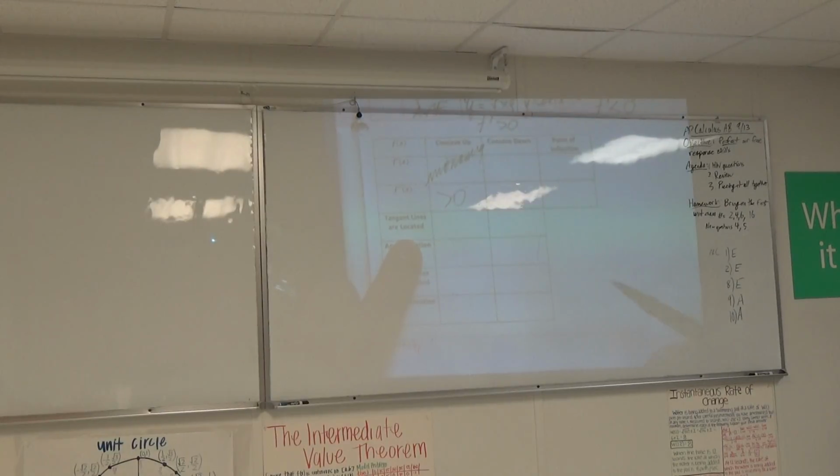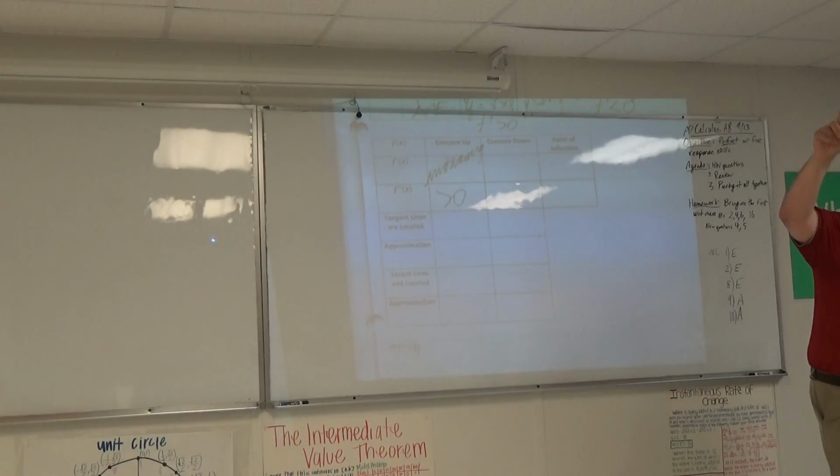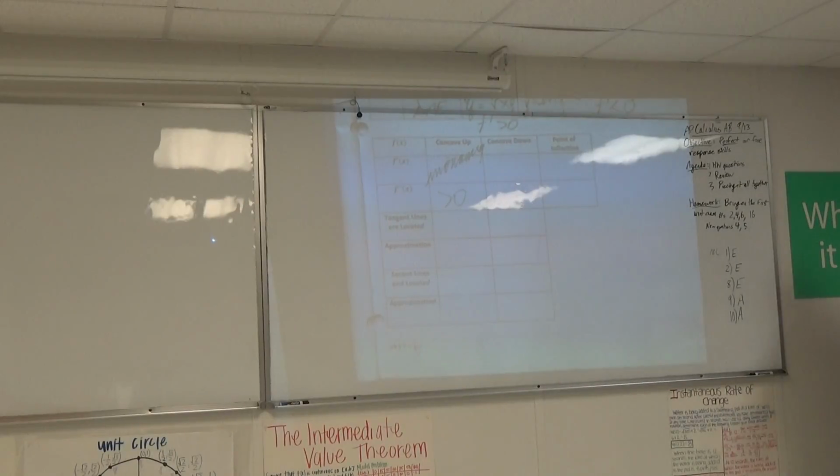Okay, f is concave up. F prime is increasing. F double prime is positive. Where are those tangent lines? Above. Think about concave up. Draw concave up. Oh, below. Concave up, those tangent lines have to be below. So your approximation is an underestimate. All right. Secant lines, we'll talk about those in a little bit.